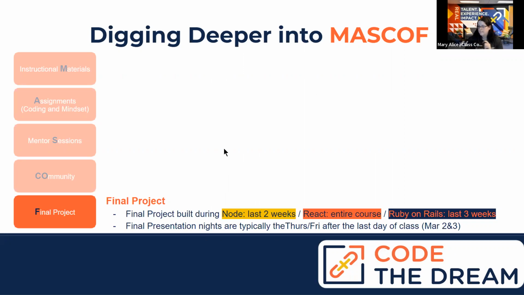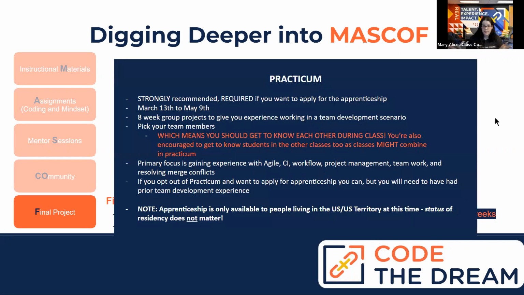All right. Okay, let's talk a little bit about the practicum. So for the practicum, it's strongly recommended to attend. It's required if you're wanting to apply for the apprenticeship. So you do need to complete a practicum if you want to then be a part of the apprenticeship program. Your practicum for all 3 of your classes is going to run from March 13th to May 9th.